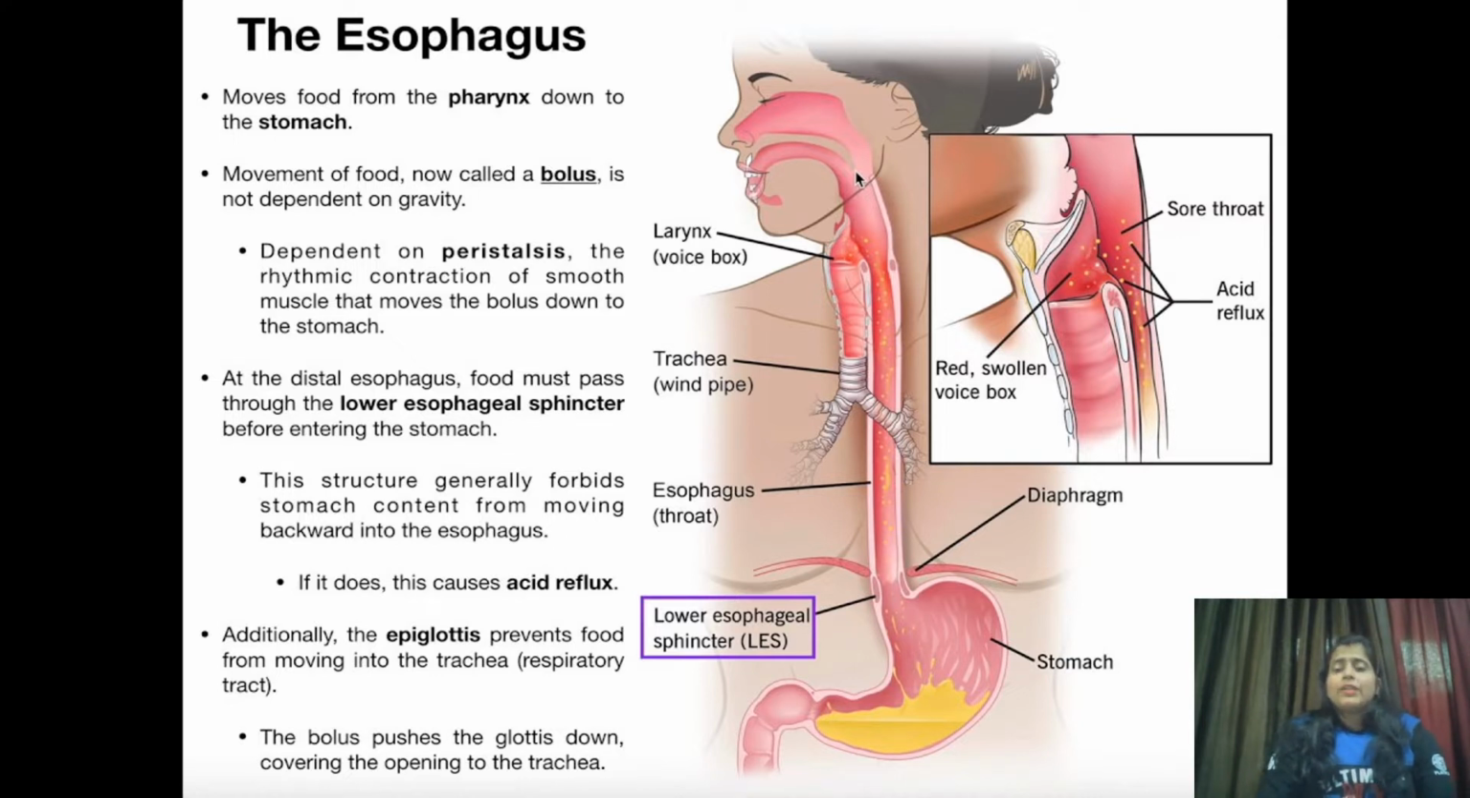Similarly we have another structure called epiglottis. The epiglottis is a flap-like structure which prevents the entry of food particle into the windpipe. See that the windpipe is present in front of the food pipe, that is esophagus. So there is a flap-like structure near the larynx which is called epiglottis, which prevents the entry of food particle in the windpipe, and it ensures the food goes into the food pipe itself.